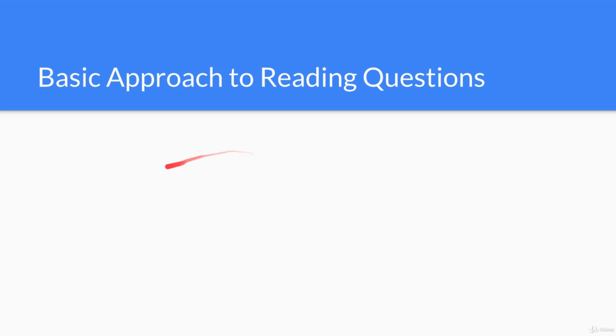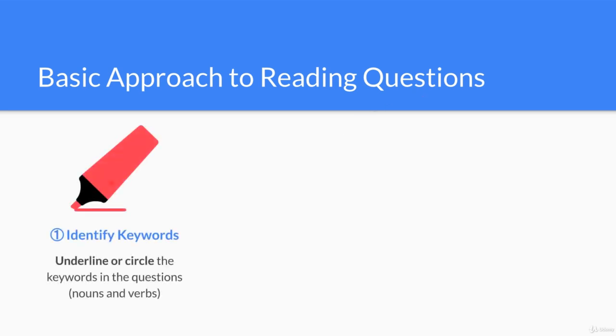Next, I want to talk about the basic approach to reading questions. Now, you are going to be using this basic approach throughout all the reading questions, so be sure to get a general understanding of this. So, the first thing that you have to do is identify the keywords in the question. So read the question, find out which keywords are important, and then underline those keywords or circle those keywords, whatever works best for you. And usually these keywords are going to be nouns or verbs in the question.